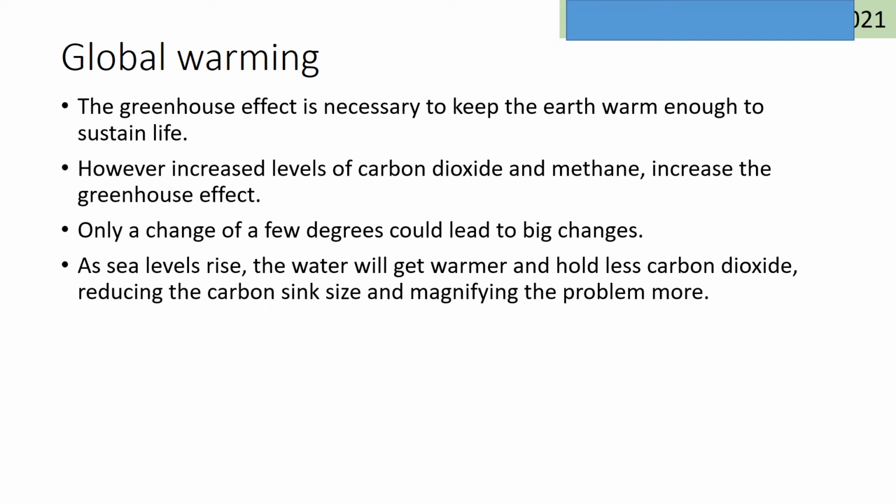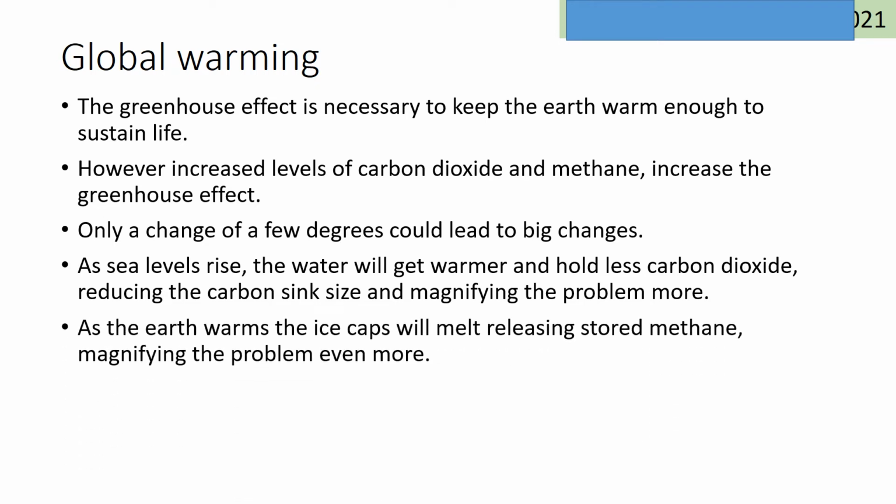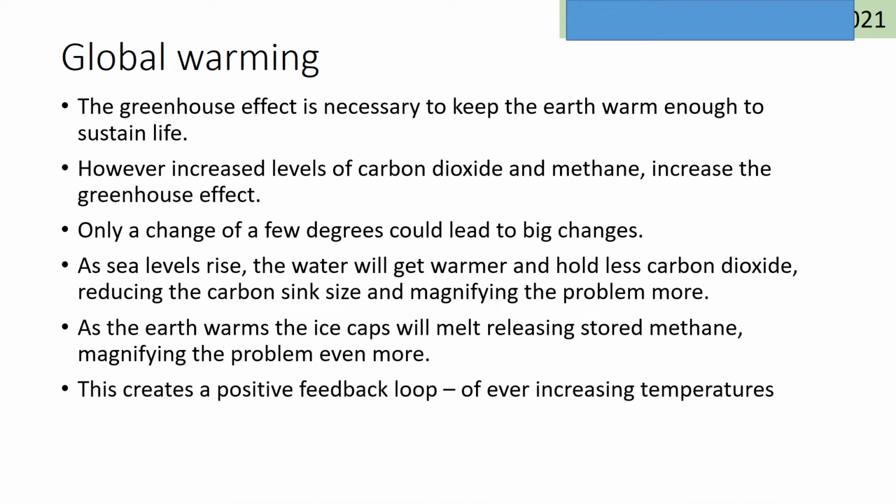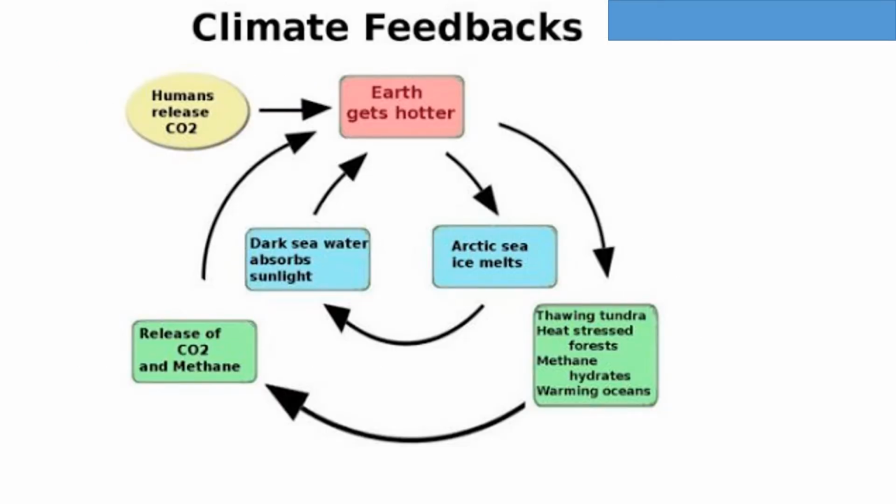So this is then leading to melting ice caps, which is causing the sea levels to rise and water to get warmer, which means that water will hold less carbon dioxide. Because remember, in Monday's lesson, we talked about the fact that water and the oceans hold quite a lot of carbon dioxide. But if they get warmer, they hold less carbon dioxide, which reduces the carbon sink size and magnifies the problem more. And then as the Earth warms, the ice caps will melt, releasing stored methane, magnifying the problem even more. And this is creating a positive feedback loop of ever-increasing temperature. So this is a positive feedback loop.